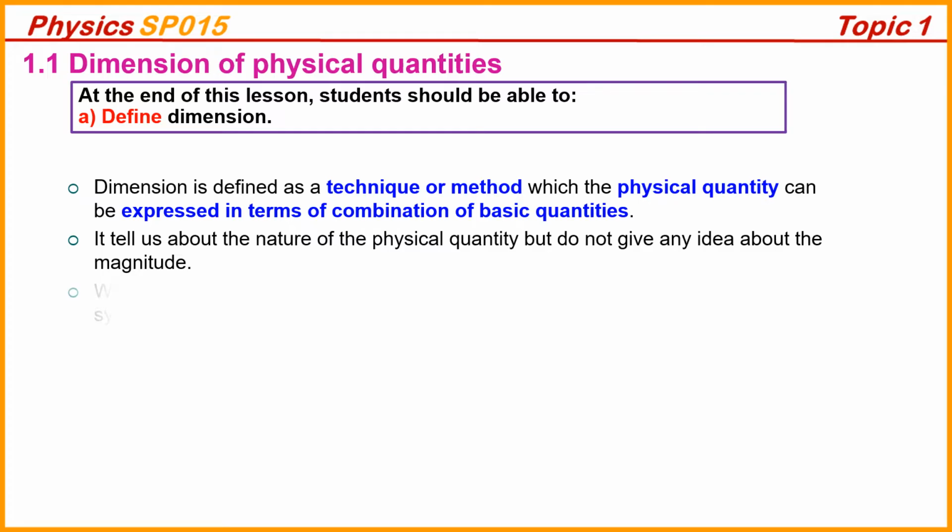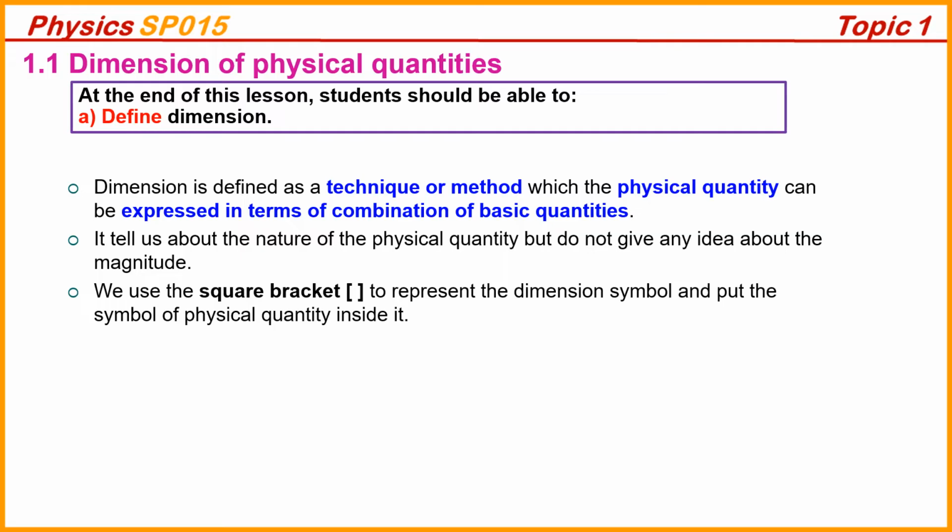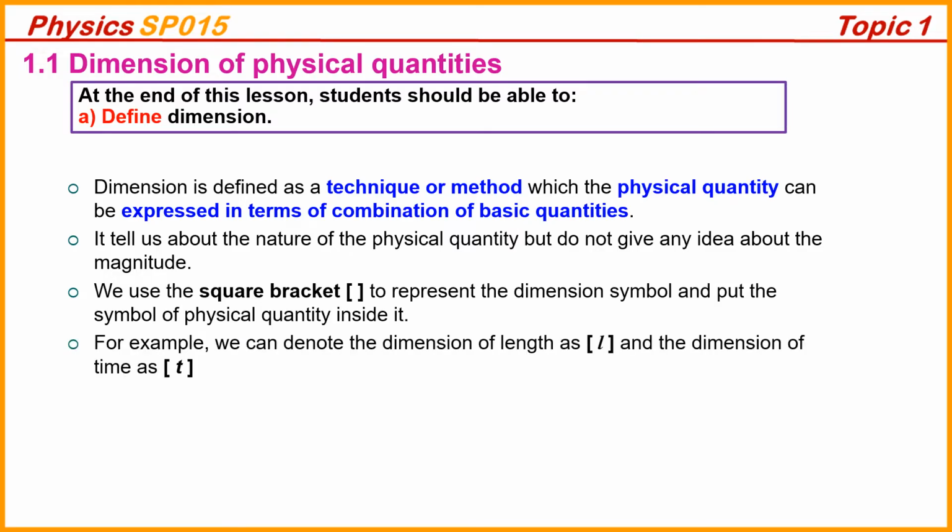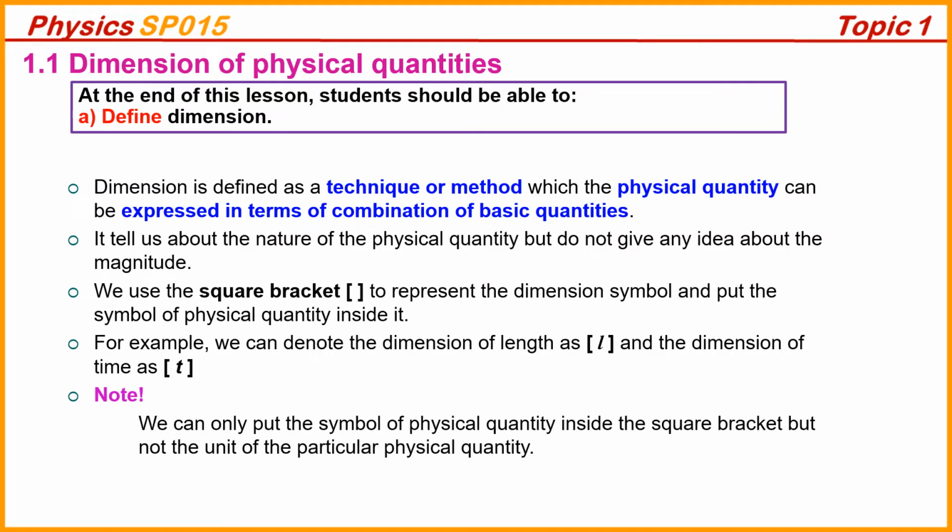It tells us about the nature of the physical quantity but does not give any idea about the magnitude of that physical quantity. We use the square bracket to represent the dimension symbol and put the symbol of the physical quantity inside it. For example, we can denote the dimension of length as the square bracket, and inside the bracket we put the symbol for length. If we want to denote the dimension for time, we use the square bracket, and inside the square bracket we write down the symbol for time. Do take note that we can only put the symbol of a physical quantity inside the square bracket, not the unit of the particular physical quantity.